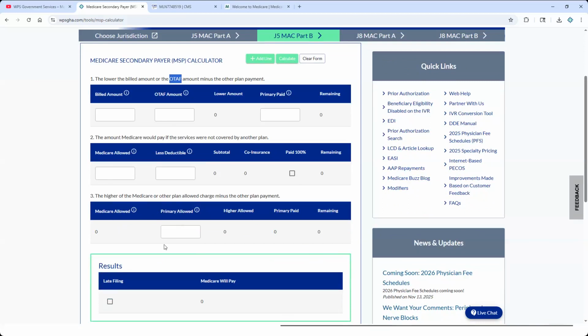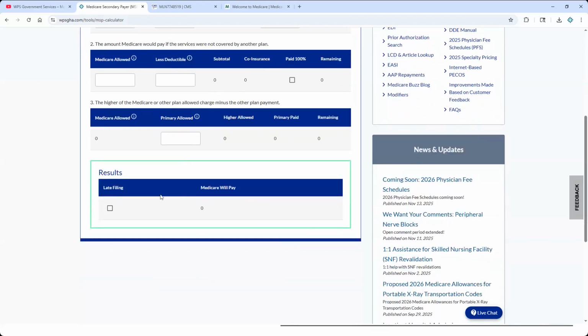It'll automatically fill in. The primary allowed is what they allowed, what they said on the service, and then how much is remaining. If we put all this information in, that's where the payment comes from, and then it will calculate it out. So hopefully that helps you. There is a late filing item here which says, hey, I didn't file this within 1 year, and it will give you the reduction as well.